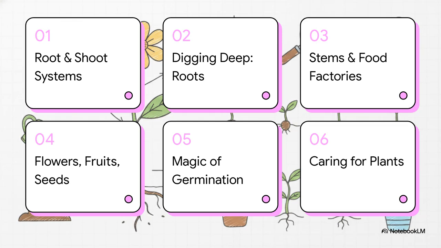All right, let's dive into our roadmap for today. We're going to start with the root and shoot systems, then dig deep into plant roots. From there, we'll check out stems and food factories, look at flowers, fruits, and seeds, explore the magic of germination, and wrap up with caring for our plants.